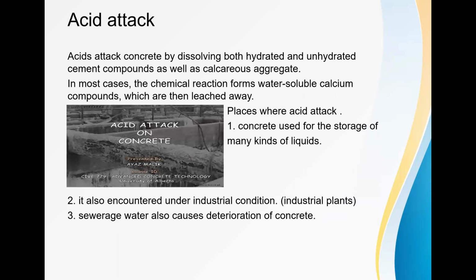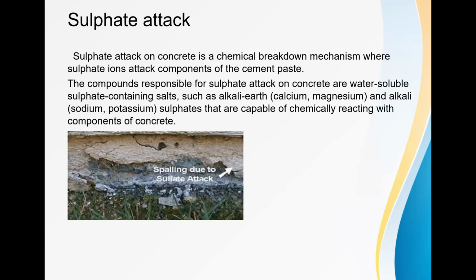What do you mean by this acid attack? Acid attack in concrete occurs by dissolving both hydrated and unhydrated cement compounds as well as calcareous aggregates. In most cases, the chemical reactions form water-soluble calcium compounds, which are then leached away. Acid attack happens in concrete used for the storage of many kinds of liquid, in some industries also. It is also encountered under industrial conditions, and certain sewage water also causes the deterioration of the concrete.